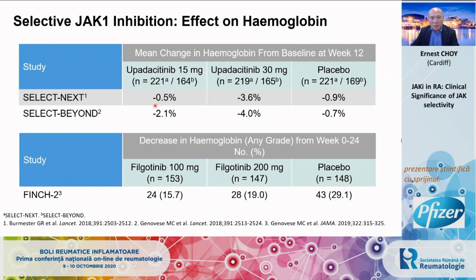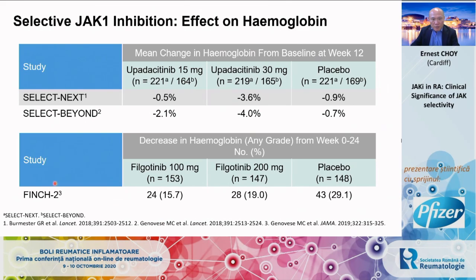And you can use this change in hemoglobin to infer whether a specific inhibitor has a JAK2 effect. So you can see the change in hemoglobin reported in 2 trials of upadacitinib. You can see that 15 milligrams of upadacitinib is associated with a very small reduction in hemoglobin, but this reduction is perhaps comparable with the placebo group. But once you go on to 30 milligrams of upadacitinib, there is a much greater reduction in hemoglobin. So it shows that when you're using upadacitinib at 30 milligrams, then you're starting to really affect the JAK2 pathway.